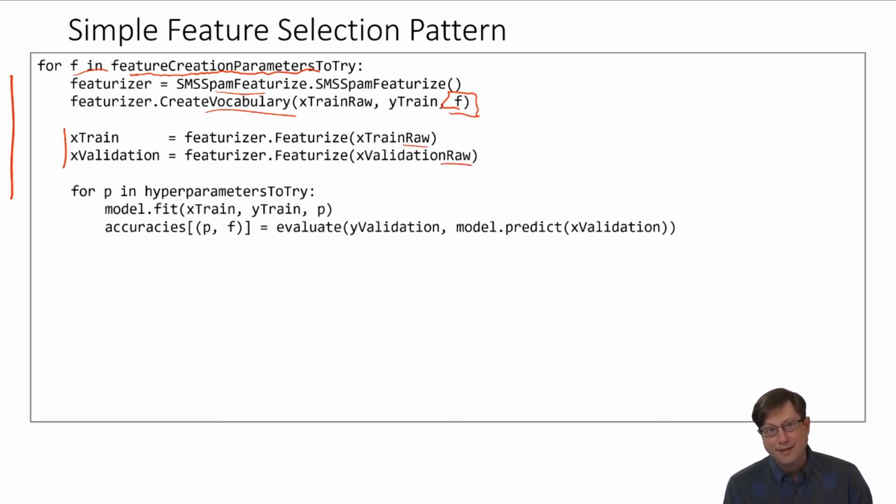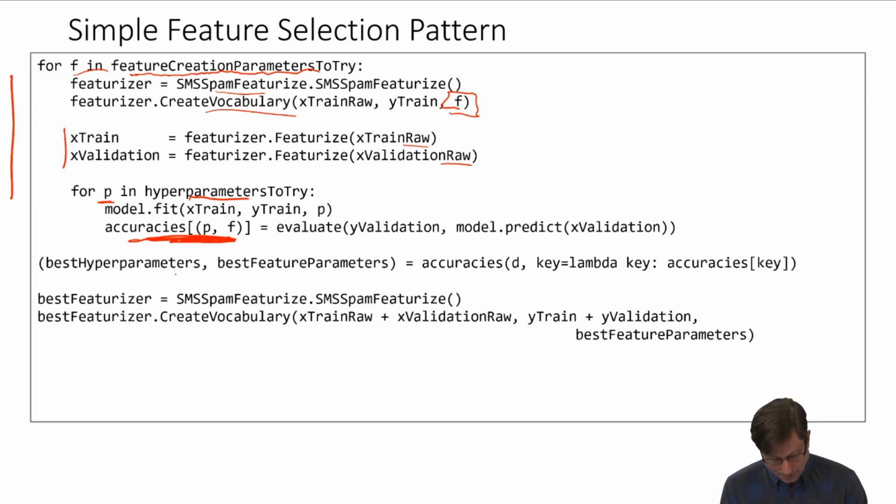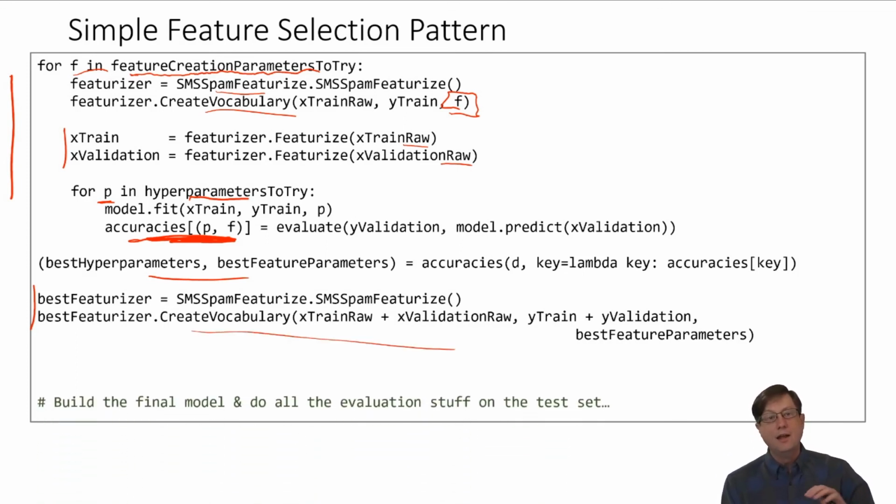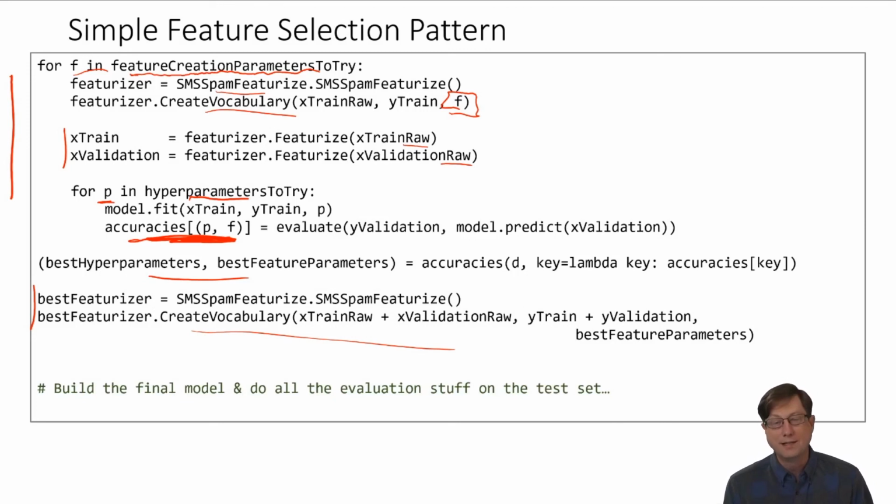And then you hop into the inner loop, which is for the modeling hyperparameters that you want to try, you do that loop. And now in the accuracies, you store both the modeling hyperparameters and the feature creation hyperparameters that you used. Take the best among all of those, create the best featureizer. I mean, this looks very similar to what it looked like on the previous slide. And then you go off into all the evaluation stuff on the test set to make sure that we're generalizing well, et cetera, et cetera, et cetera.